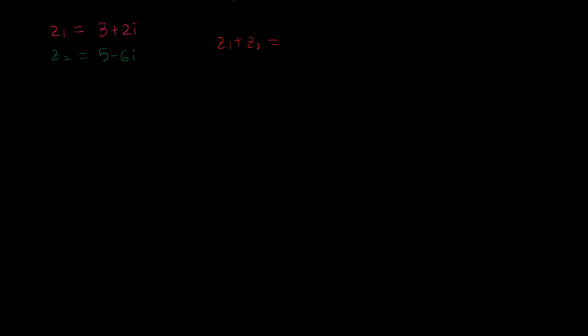So basically, the idea behind complex number addition or subtraction will be to deal with the imaginary and the real part separately. So in other words, to add these two, let's start by adding the real parts. The real part of z1 plus z2 will be equal to the real part of z1 plus the real part of z2. And so in this case, that will be equal to 3 plus 5. That is the real part.